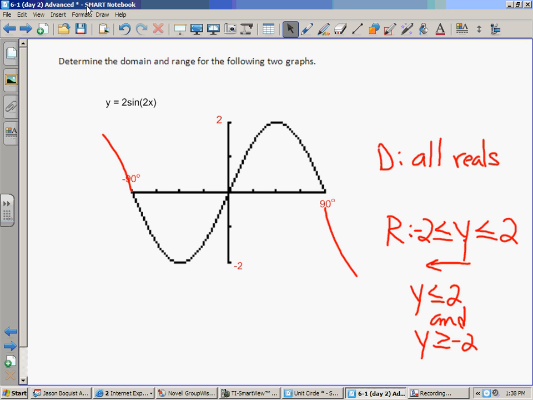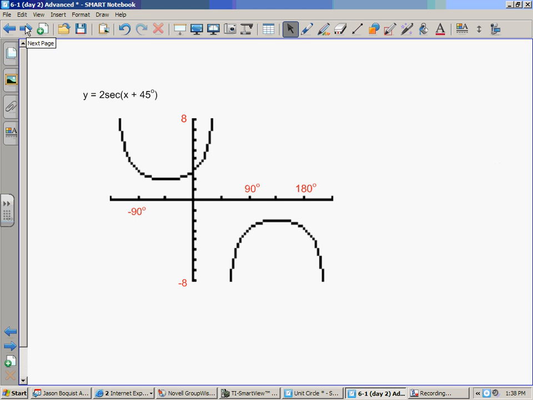Getting close. How about this one then? Domain and range. And then we're done.